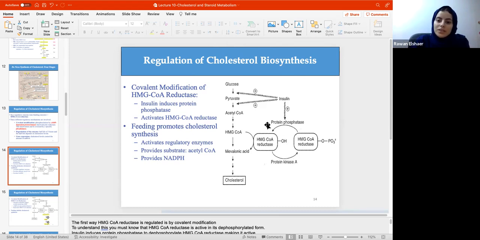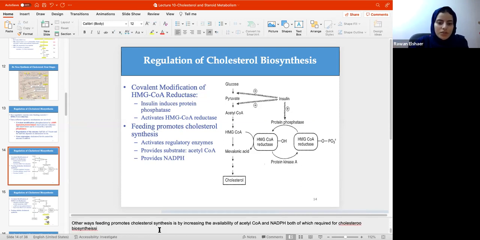And how does HMG-CoA reductase work? By dephosphorylation. Okay, this is 100%. Definitely, they're probably going to ask you about it because they love asking about dephosphorylation and phosphorylation. Okay, so I think I mentioned everything. Feeding promotes cholesterol synthesis. And other things that feeding provides: whenever you eat, what happens? It activates the regulatory enzymes, which I just said, and it also provides a lot of acetyl-CoA from the food, and it increases NADPH production. So these you just need to remember.